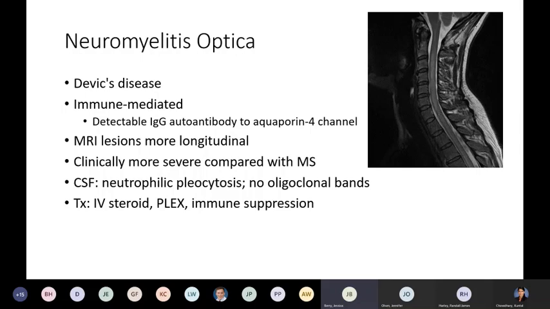Your CSF will have neutrophilic pleocytosis. And in comparison with MS, you'll have no oligoclonal bands, so that's another way to differentiate it. But typically, you're going to be evaluating for NMO by looking for the serum antibody. Treatment is going to be steroids, plasma exchange. There's some evidence for immune suppression. So these are the patients that will be getting monthly treatments or infusions, compared with transverse myelitis, which is usually just a 1 or 2 time treatment, as this can be a more progressive process.